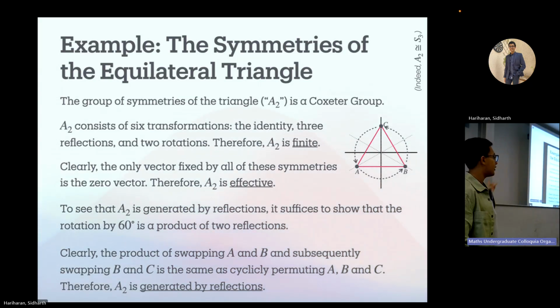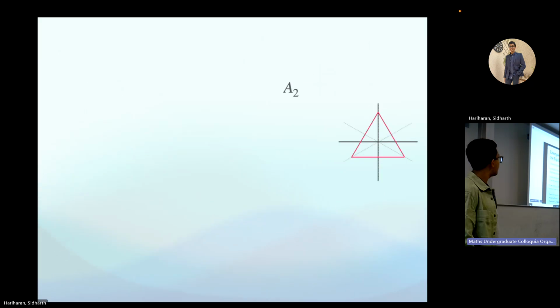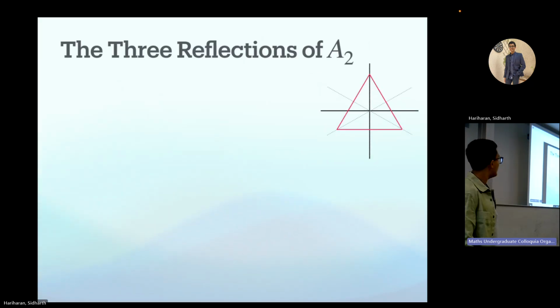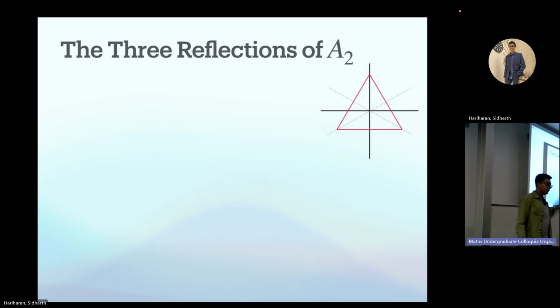So it satisfies all 3 criteria, making it a Coxeter group. Excellent. And by the way, A2 is just S3 for those of you who know what that is. All right. So let's take a closer look at the 3 reflections of A2. Okay. So the reason why we're going to take a closer look at this will become apparent in a minute.